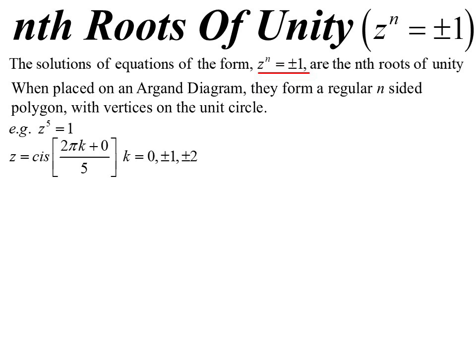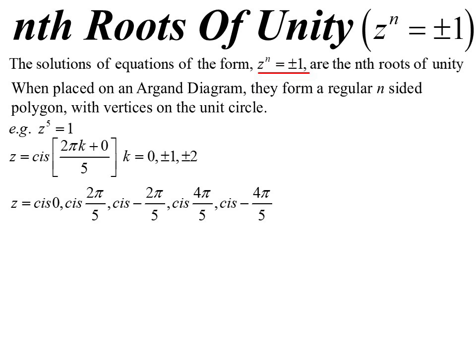And because we're talking about real numbers, I can look at them in conjugate pairs, so I'm going with 0, plus or minus 1, plus or minus 2. So we end up with 0, 2 pi over 5, its conjugate, negative 2 pi over 5, 4 pi over 5, its conjugate, negative 4 pi over 5.